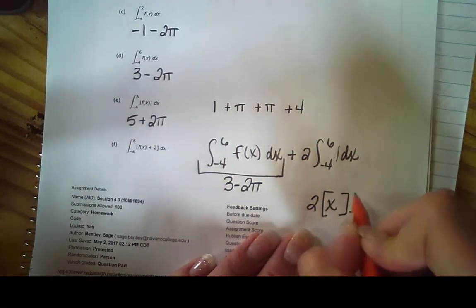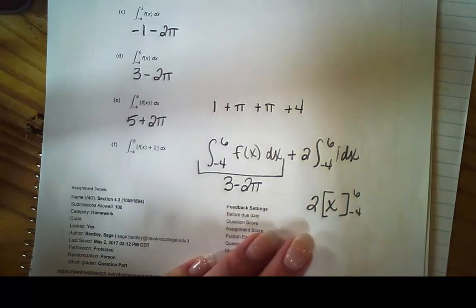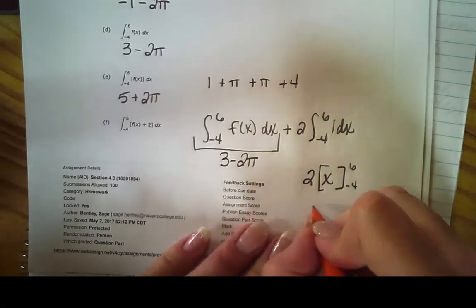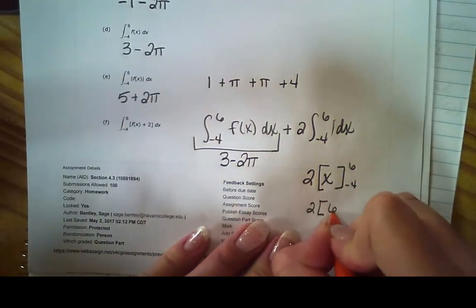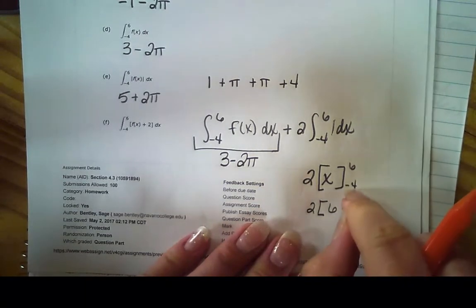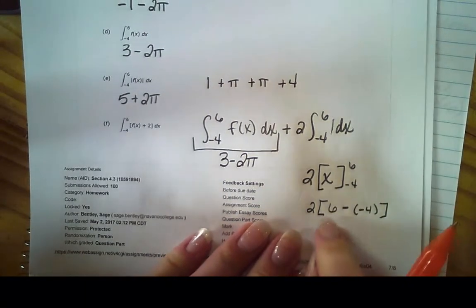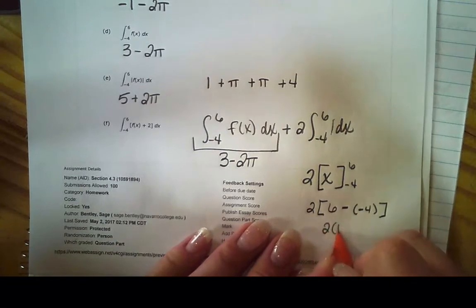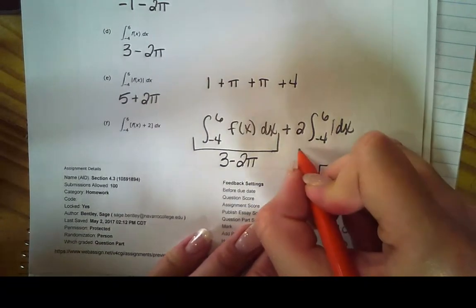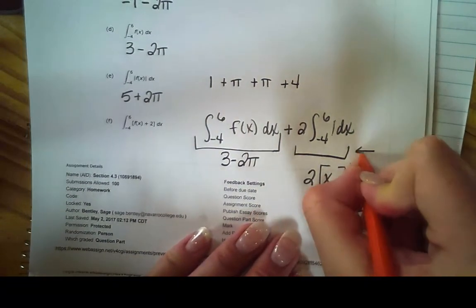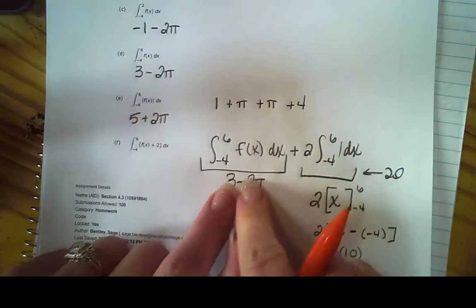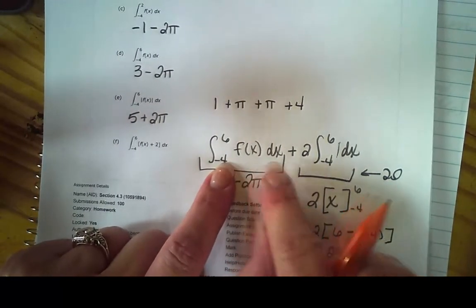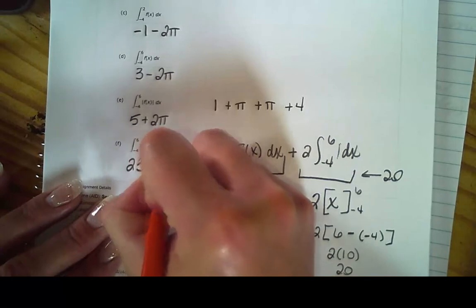So I'm going to evaluate from -4 to 6. Top number first: 2 times 6 minus -4. So I end up with 6 plus 4, which is 10. So this part is 20. This part of the function is going to be 23 minus 2 pi.